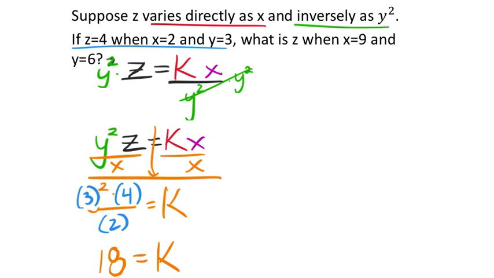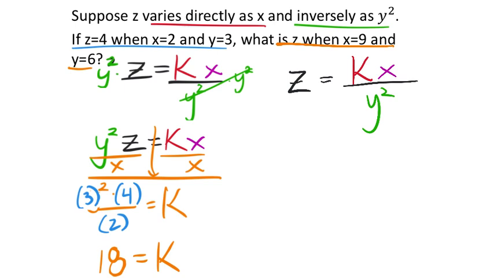Okay, now that I have that, I'm ready to solve for the missing z value. So I've got to go back to this original. I'm going to write it again. I didn't forget the square this time. So z equals kx over y squared, and we have those values. I'm doing it in orange. It says solve for z when x is 9 and y is 6. So x is 9, and the y value is 6. We can use this formula because we already found the k value, which is 18.